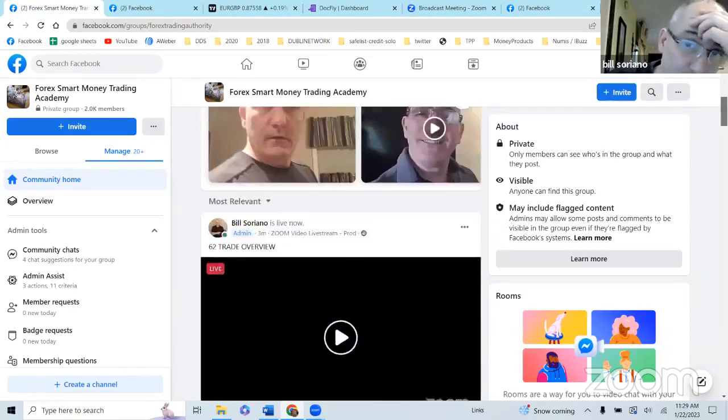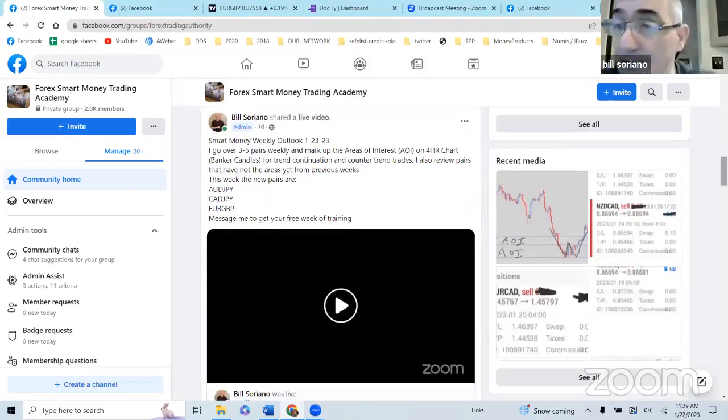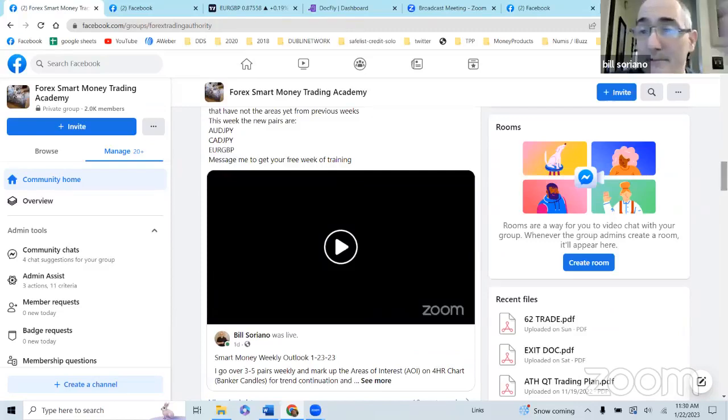But we mark up those 4-hour areas of interest. Then when price moves into those 4-hour areas, we drop down to the 1 hour. That's our trigger chart to take the trade. And we look for confirmations. Confirmations are what you'll see in the video, because all of the confirmations showed up last week, right? You got the double top, the double bottom.